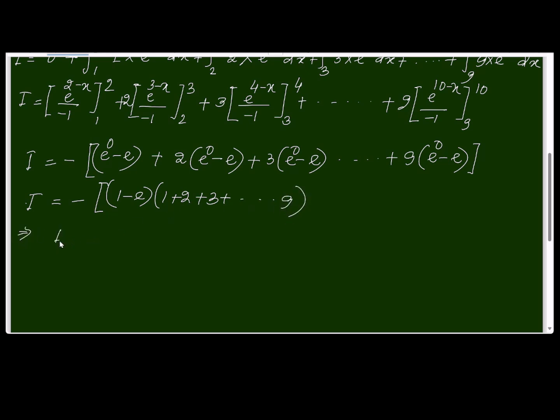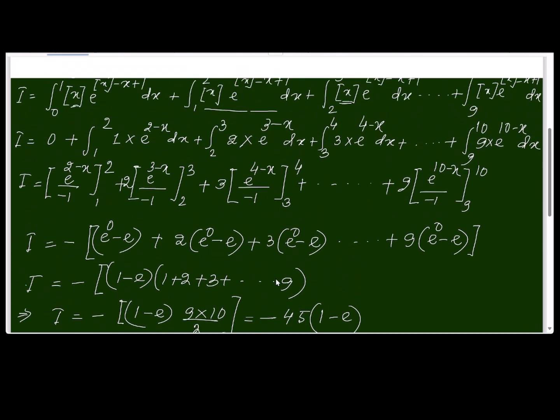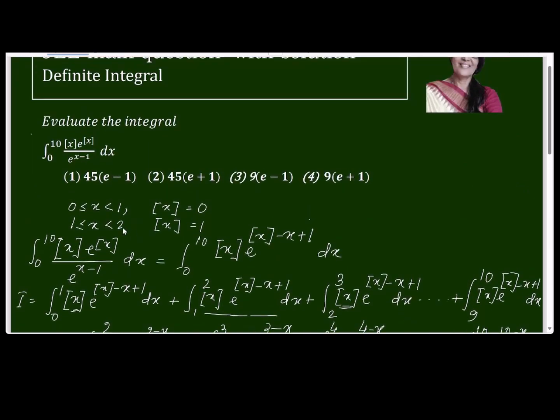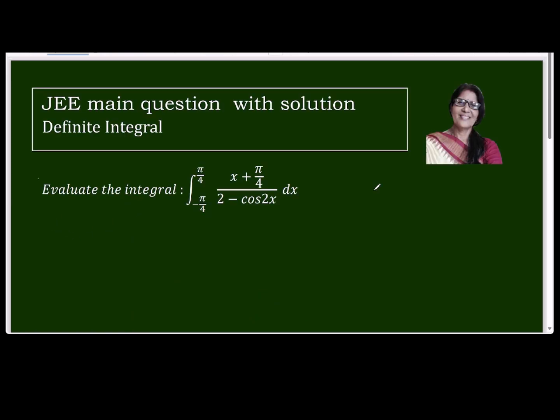So this is equal to I equals negative, here 1 minus e multiplied by 9 into 10 over 2. So it will be 45 minus 45, 1 minus e, or I is equal to 45 into e minus 1. So this is the answer. Now let us check which one will be the answer. 45 e minus 1, the first one will be the answer. So 1 is the answer.